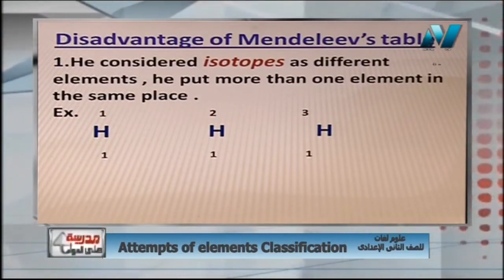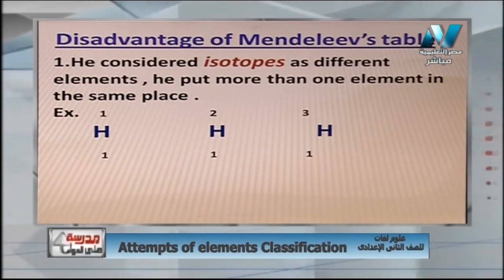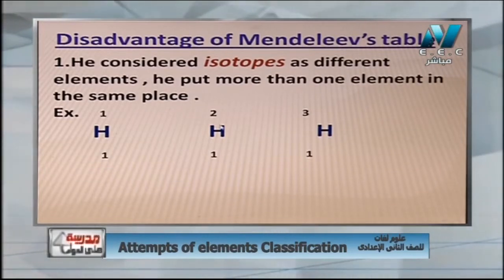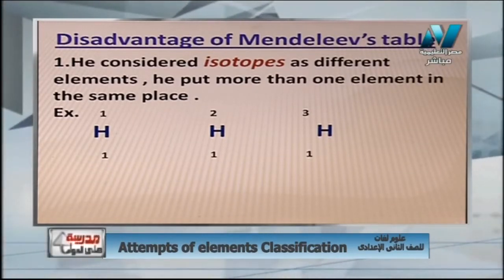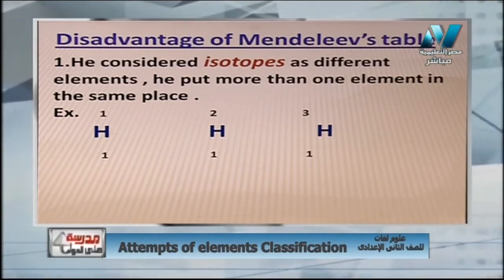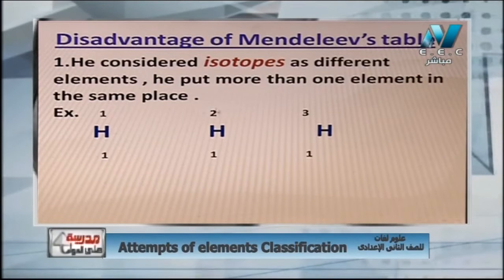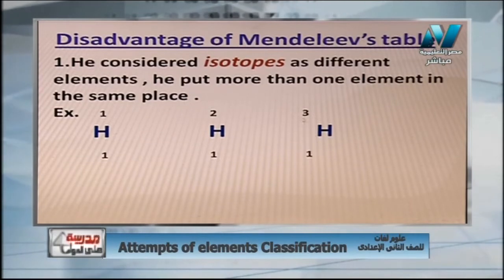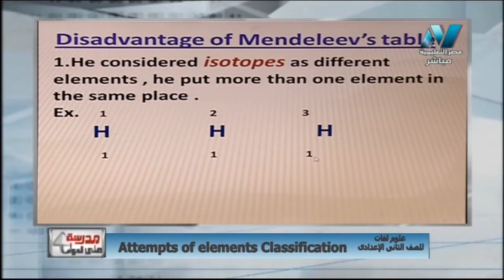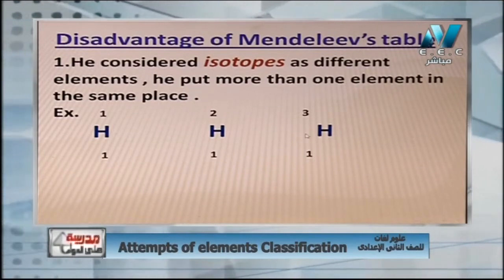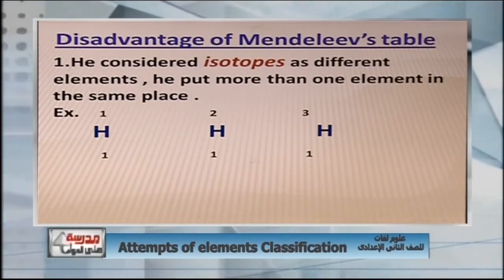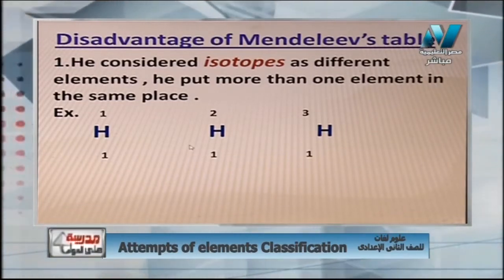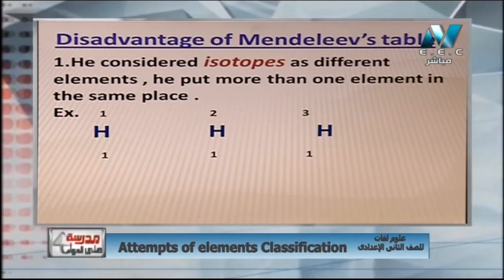To understand it, we have hydrogen. All of these examples are hydrogen. Number one has atomic number one and mass number one. The other has mass number two and atomic number 1. The third one has mass number 3 and atomic number 1. So all of these three are called hydrogen, having the same atomic number but different mass numbers. We call these isotopes of hydrogen.